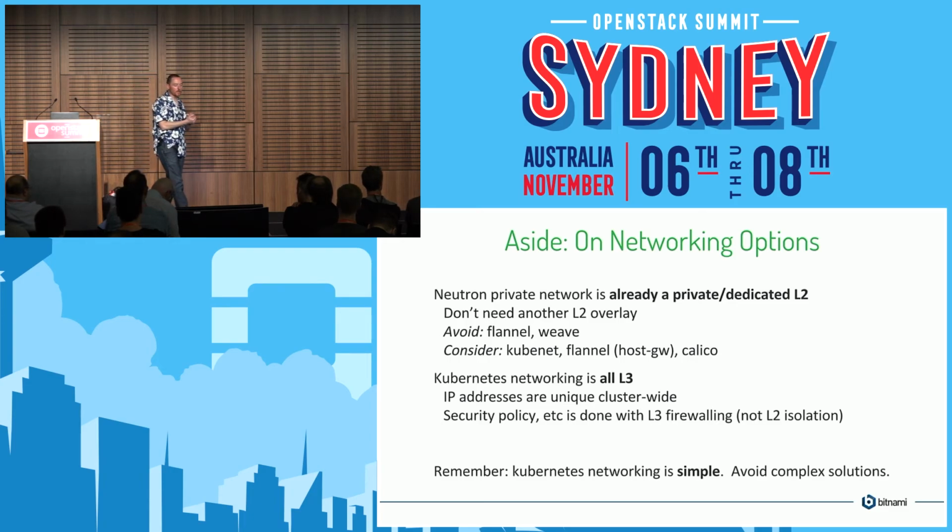Again, remember, Kubernetes networking is all layer 3. So it's very simple. If someone comes along and starts talking about isolation and layer 2 and overlays, you just say thanks but no thanks and you walk away. Okay? Lots of people are trying to sell things in this space. Simple, simple, simple.